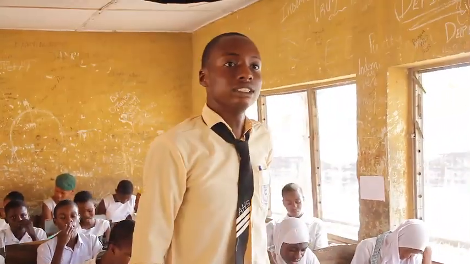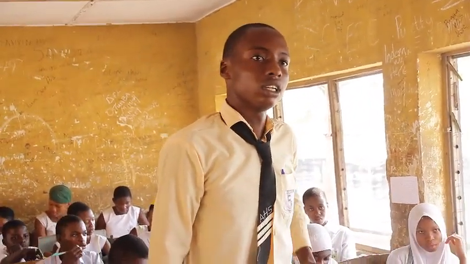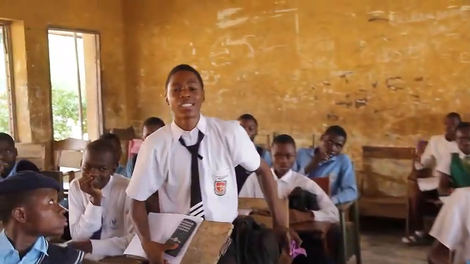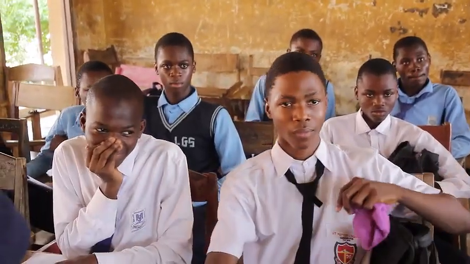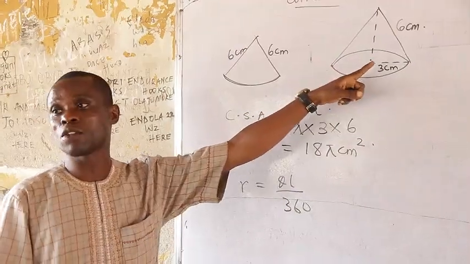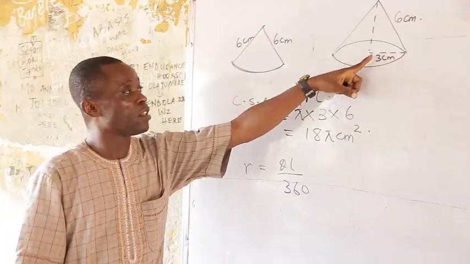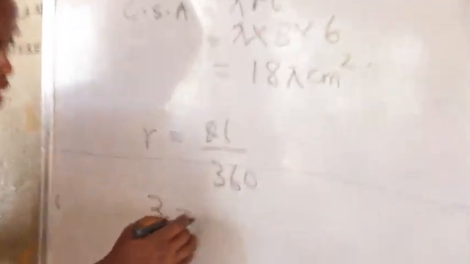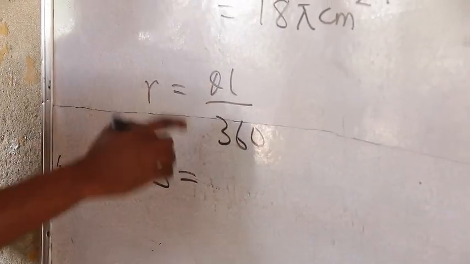No, that's not the formula that connects the two together. Theta over 360 is equal to r over l. Okay, good of you. We have the radius of the sector and also the radius of the cone. The radius of this cone is 3, so it is 3 centimeters that we have here. Then it is theta that we are looking for.